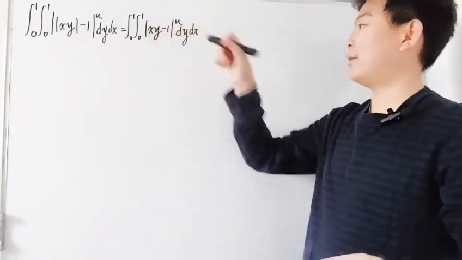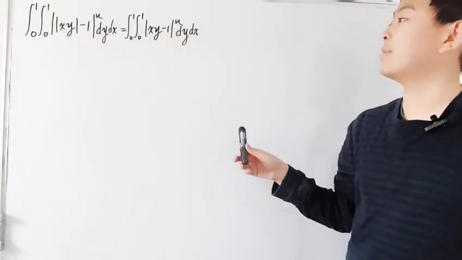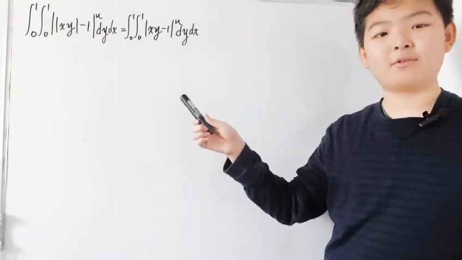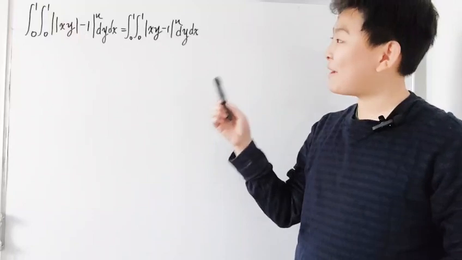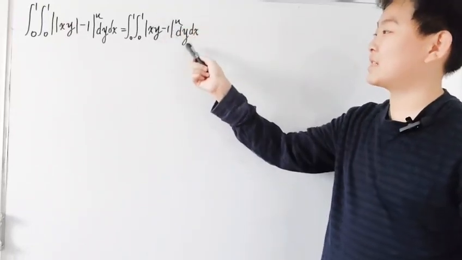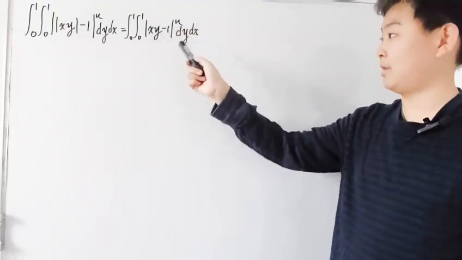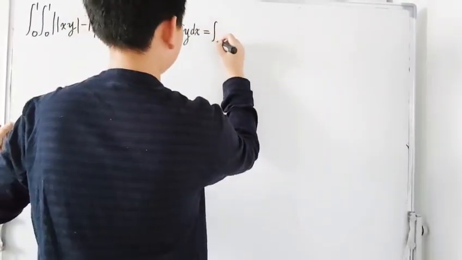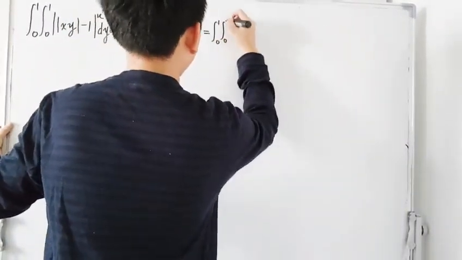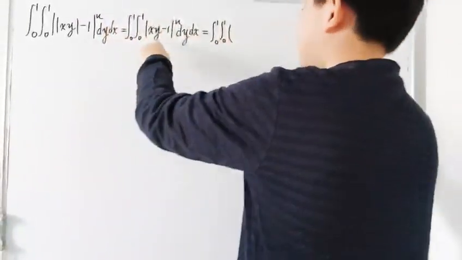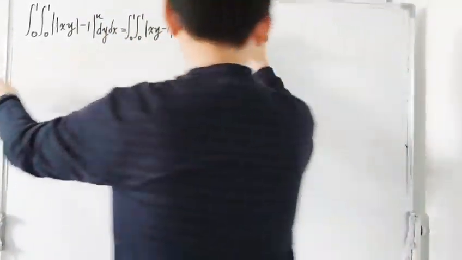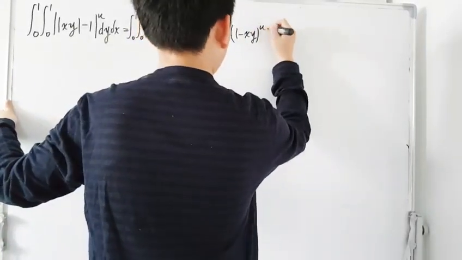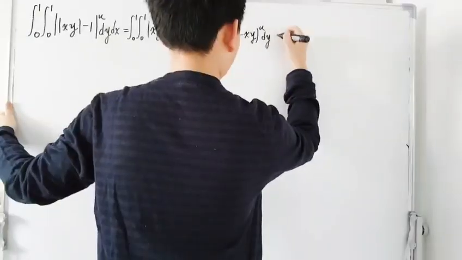And if you're going to subtract 1 from that, you get a negative number. And taking the absolute value of a negative number gives you the positive version of that negative number. So basically what this absolute value does is it takes the negative of the inside because this is always negative. So this would be negative xy plus 1. So we're going to write it as 1 minus xy because that looks better, to the nth power dy dx.